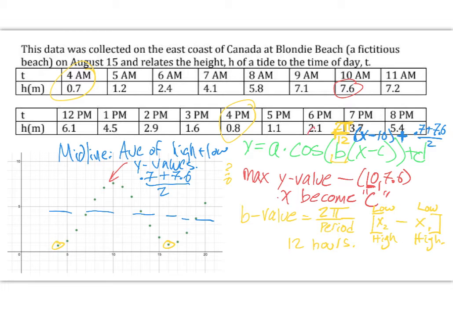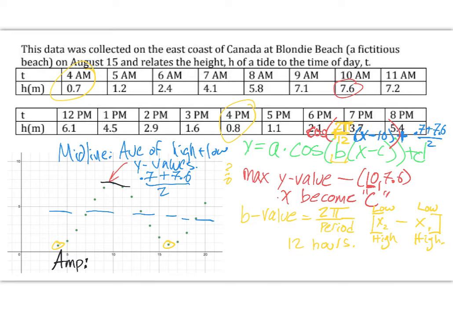We said this is going to be a cosine function, so I'm going to put that cosine part here. And then the last thing we need is an amplitude. The amplitude is the distance from the midline to the top or the midline to the bottom.